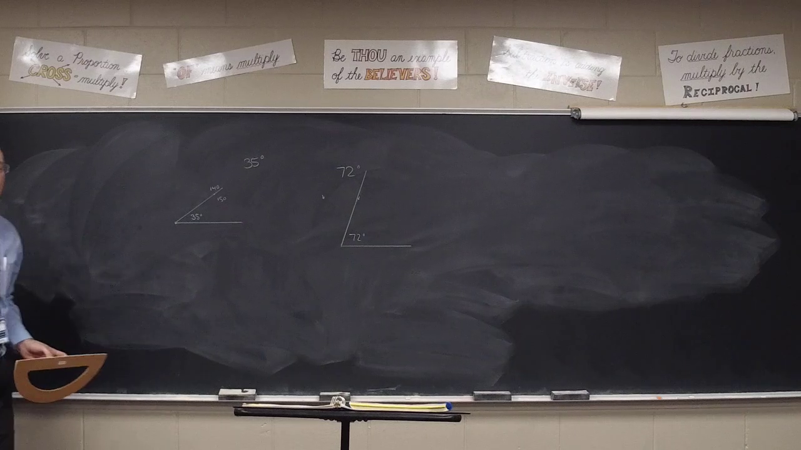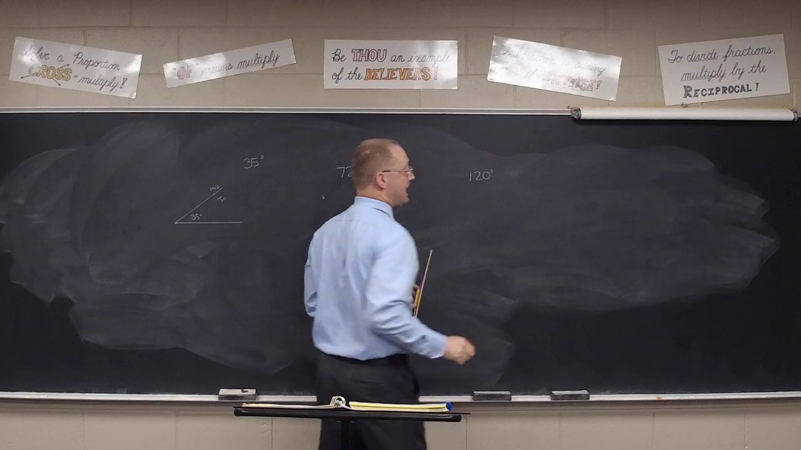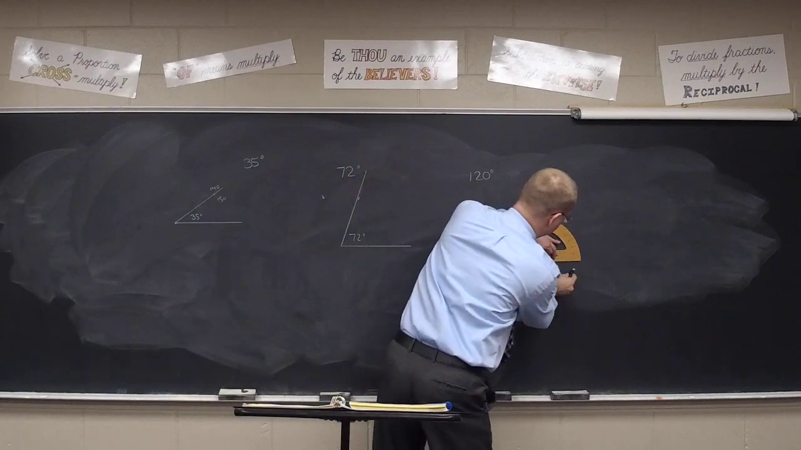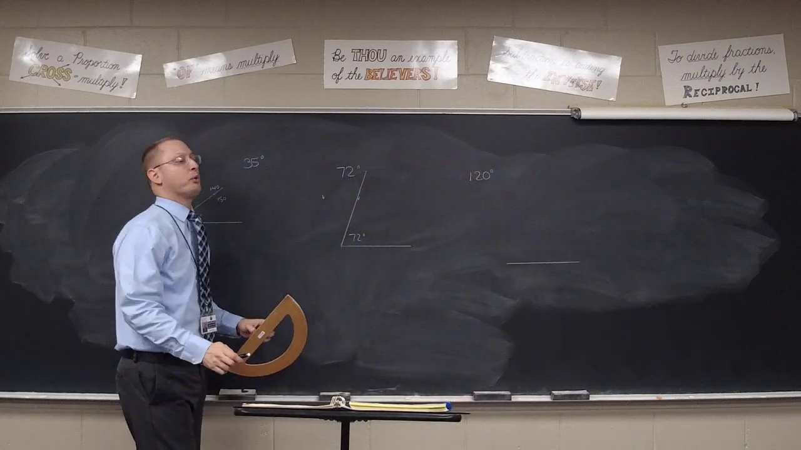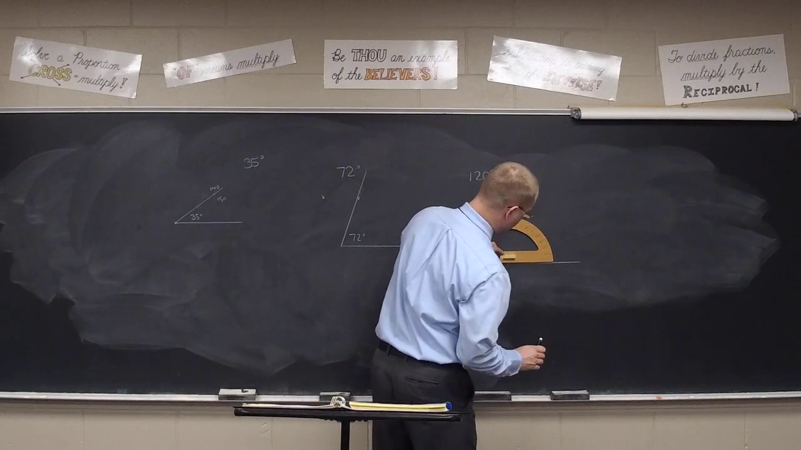Follow? But what about obtuse angles? What if I wanted to draw a 120 degree angle? Well, for starters class, you draw a line. Again, metal protractor. Can't see through it. Draw it really long. Put your protractor in the proper position.